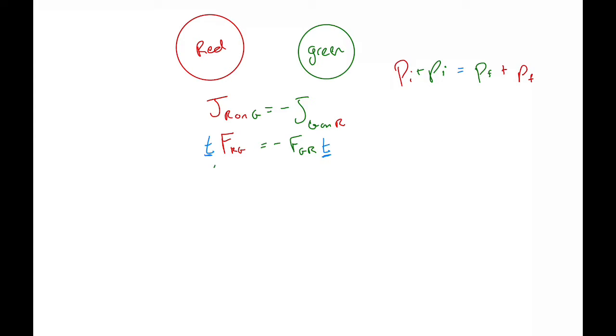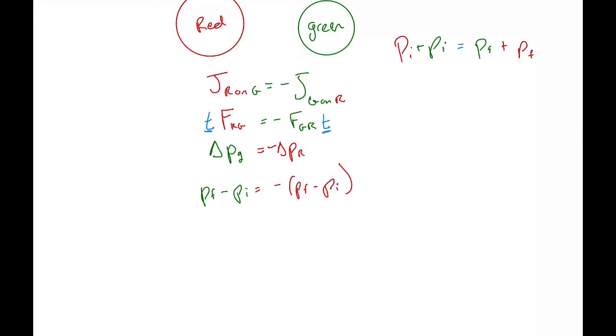The impulse of the red on the green will change the momentum of the green ball, because remember, impulse changes momentum. And the impulse from the green ball will change the momentum of the red ball. Now we can expand on what a change is, and don't forget our minus sign here. A change is final minus initial.